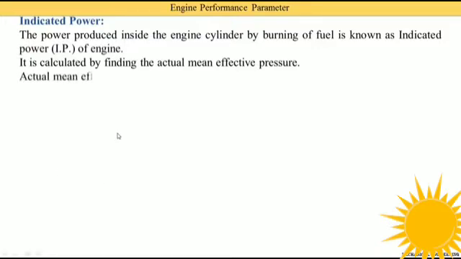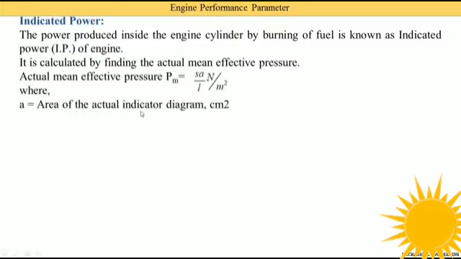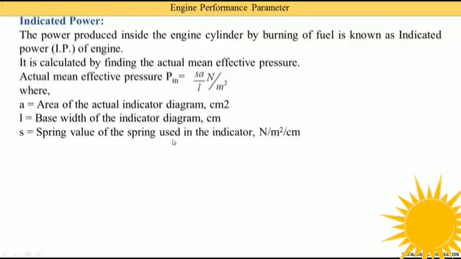There are many methods of calculating mean effective pressure, but here the mean effective pressure is indicated by Pm and is equal to S A upon L Newton per meter square. Let us see the meaning of each parameter. A is the area of the actual indicator diagram in centimeter square. L is the base width of the indicator diagram in centimeters. S is the spring value of the spring used in the indicator.